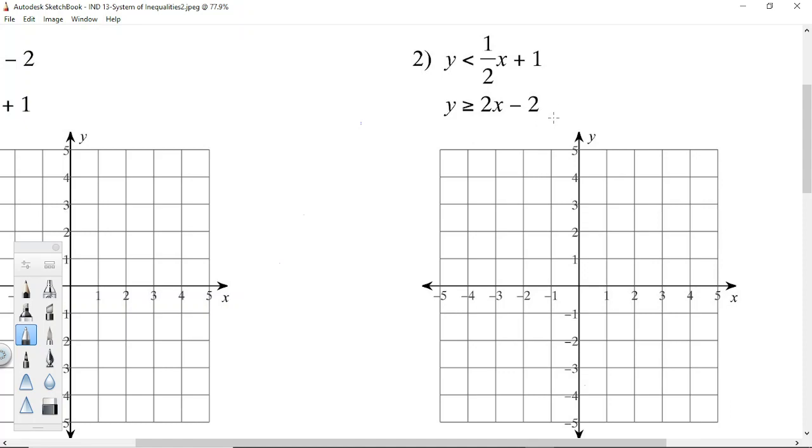So the first one, the y-intercept is 1. So we put a point there. And the slope is 1/2. So rise over run is 1/2. Rise of 1, run of 2. Right? And that gets us there. And then we connect those points with a line.